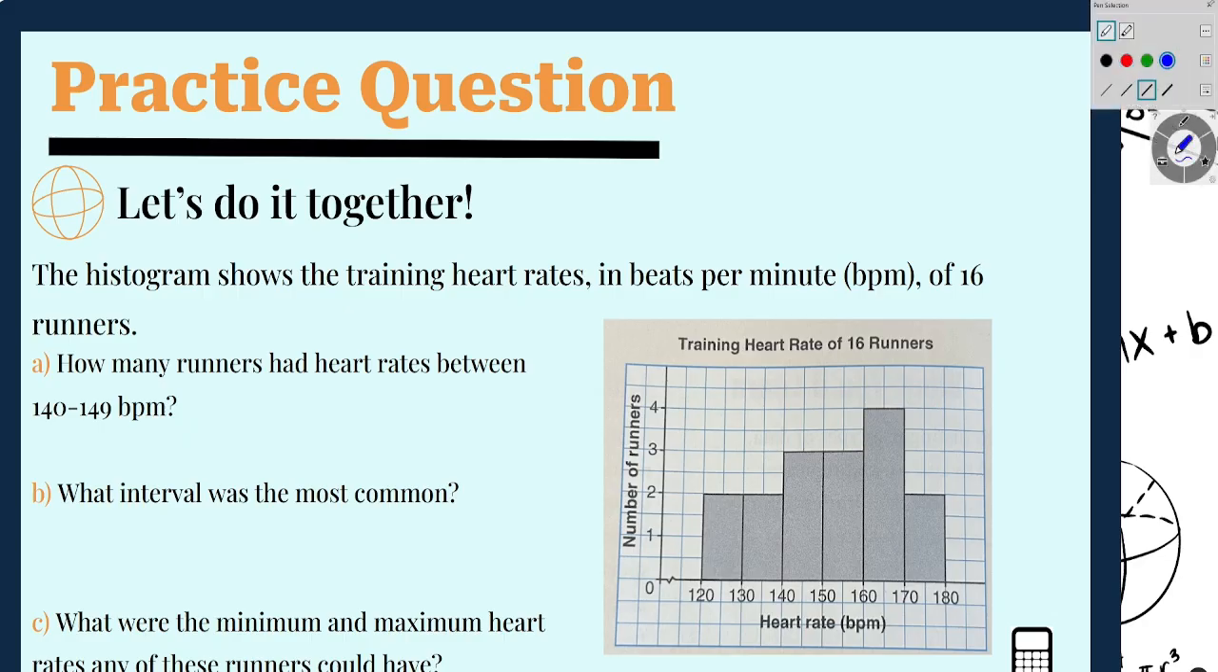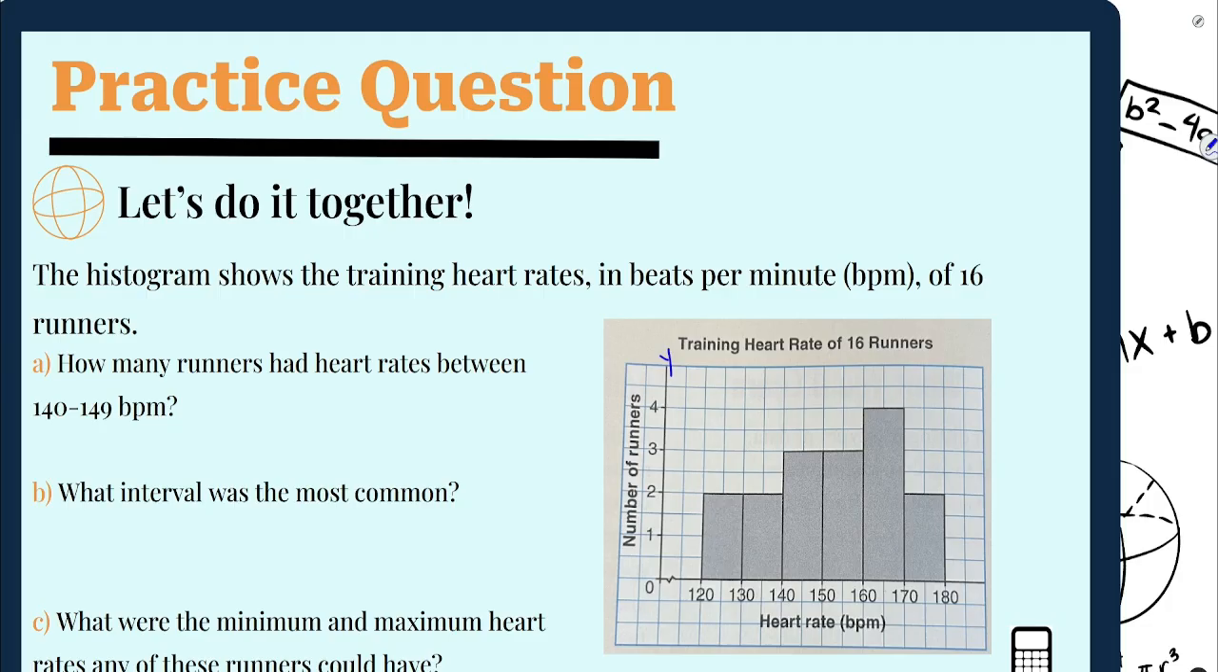Our question says the histogram shows the training heart rates in beats per minute of 16 runners. Part A says how many runners had heart rates between 140 to 149 beats per minute. So on our y-axis, we have the number of runners. On the x-axis, we have our beats per minute. We want to find how many runners had heart rates between 140 to 149. So we need to look at our x-axis.